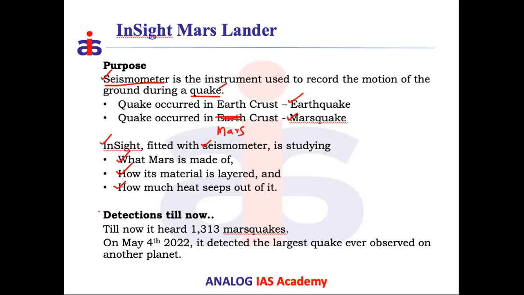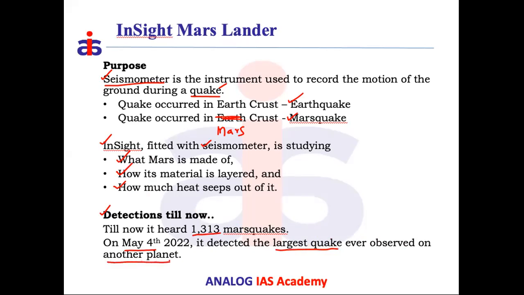And till now, what are the detections on Mars with respect to quakes? Till now, you can see more than 1,300 Marsquakes were detected by this particular lander. But the specific thing is, on May 4th, the beginning of this month, the InSight lander detected the largest quake, the highest intensity ever observed on another planet.